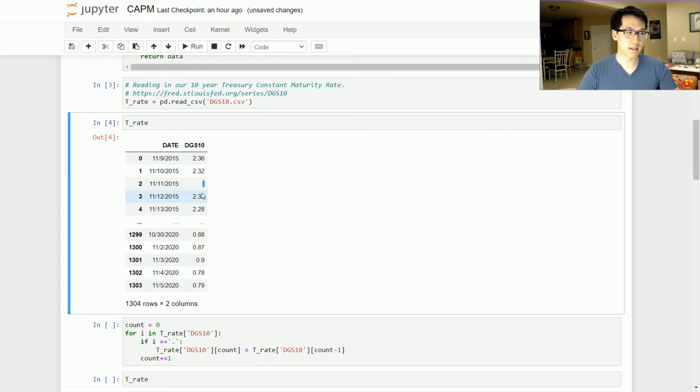I'll be cleaning this up after this cell, but the DGS10 is basically the 10-year rate for a given treasury. So we'll be changing this name for more clarity.